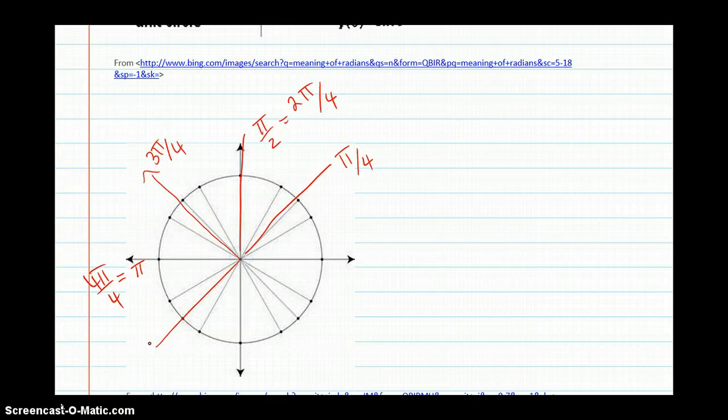So this one would be what? 5 pi over 4. We're just counting along. The next one would be 6 pi over 4, which, by the way, does reduce to 3 pi over 2. What's the next one?